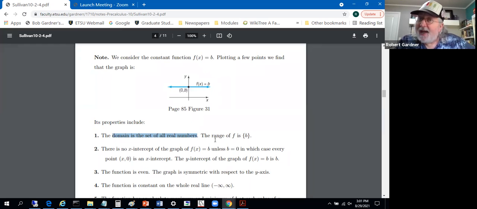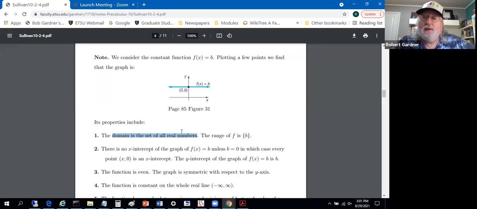The range is the output values. What y values do you get out? Well, one of them, b. The only value you get out of this function is b. No matter what you put in, it gives you b back out. So the range simply consists of the single number, the set consisting of element b.